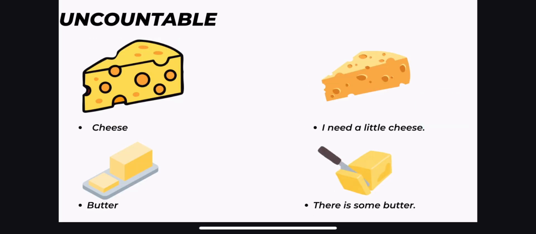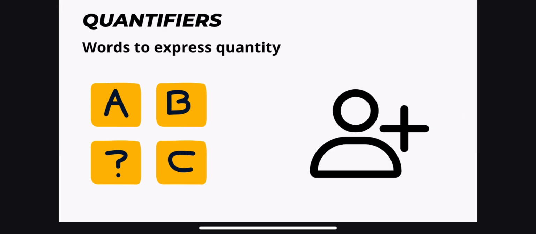There is cheese and butter. They are uncountable nouns. For example, I need a little cheese and there is some butter. Now I will explain quantifiers. Quantifiers are words that we use to express quantity. For example, some, any, a lot of, a few, and a little.